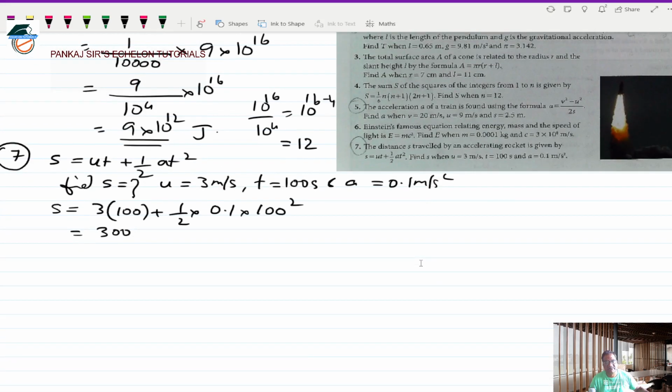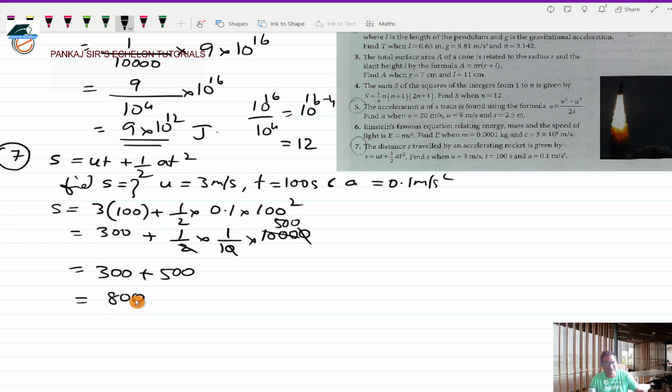3 into 100 is 300. Plus, now this half into 0.1, 0.1 can be written as 1 upon 10, and this 100 square can be written as 10,000. So this 0 cuts, this is gone. So it will be 300 plus now this 2 and this 1000, so 2 and 1000 will cut and I'll get 500. So 300 plus 500 works out to 800. So I think 800 is the answer.